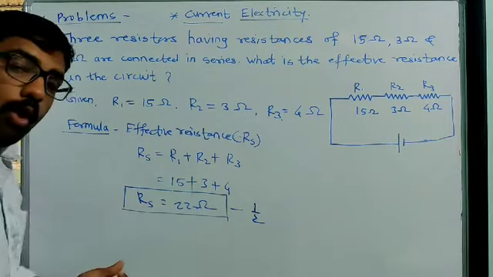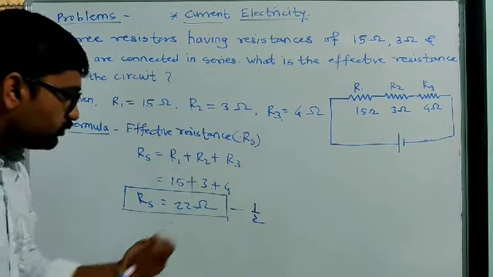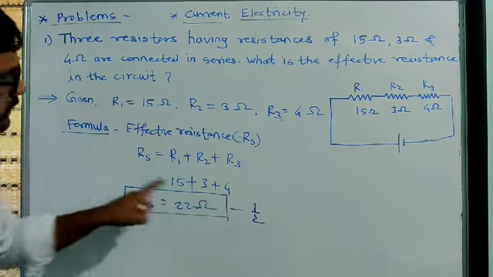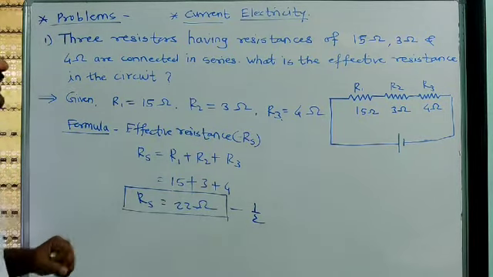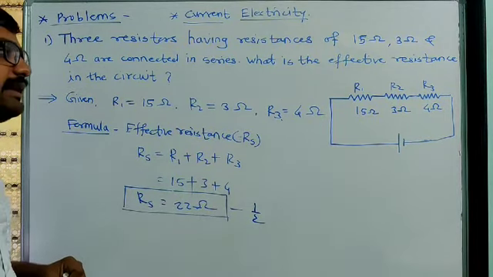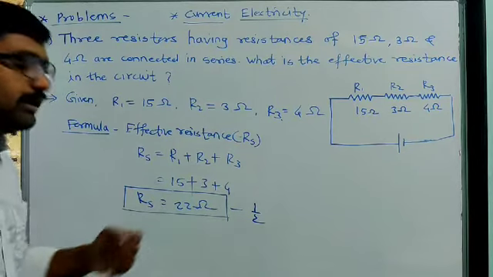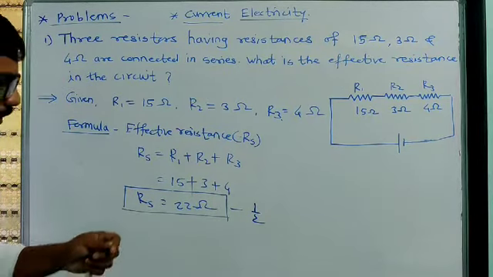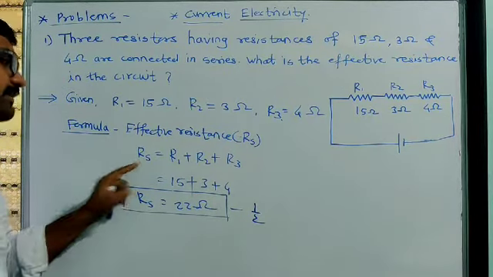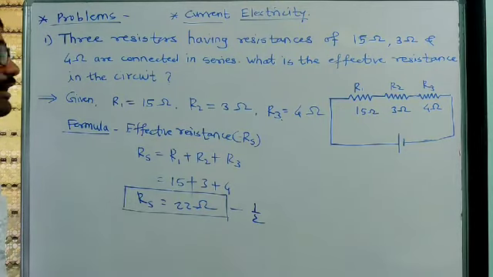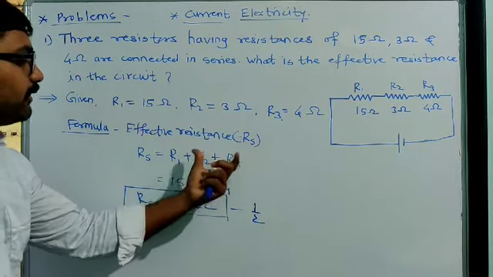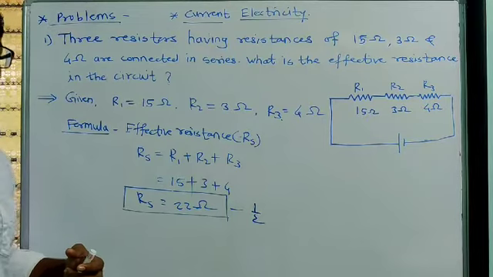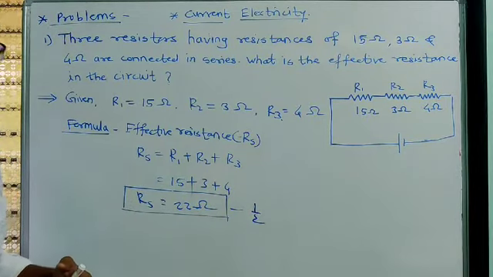Resistance has the unit ohm, so its unit should be ohm. So the equivalent resistance of this series connection is 22 ohm. You have to remember that in a series connection we have to take only the addition of the resistances of all the resistors that are given to us.